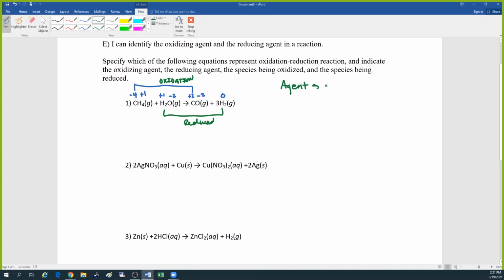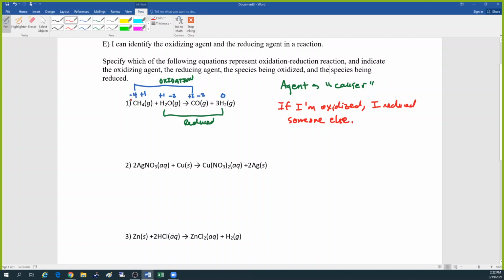Agent means causer, right? It's a cause rather than an effect. So this is where we kind of had a pattern where we just inverted the word. So if something is oxidized, I'm going to write it like this too. I know it's going to look silly, but if I'm oxidized, I reduced someone else. That's how the agent thing plays in.